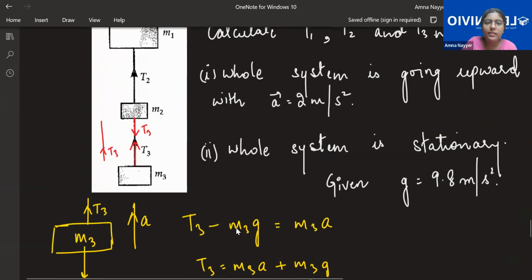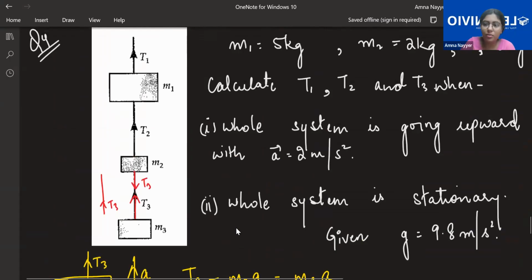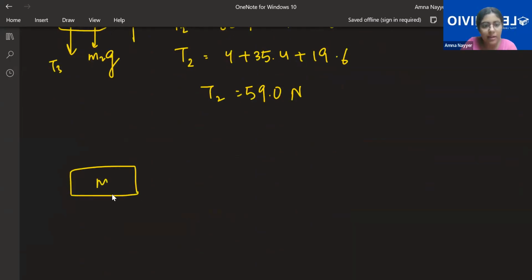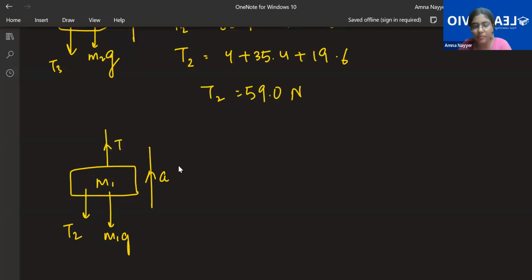Now coming to T1, the first one. T1 is now easier to solve. Now you must have understood that this is T1. M1 body is there. Upwards, tension is acting. Downwards, M1G will act. Apart from it, by action reaction, T2 will act here, and the acceleration will go up like this. Simra, you tell me the equation this time.